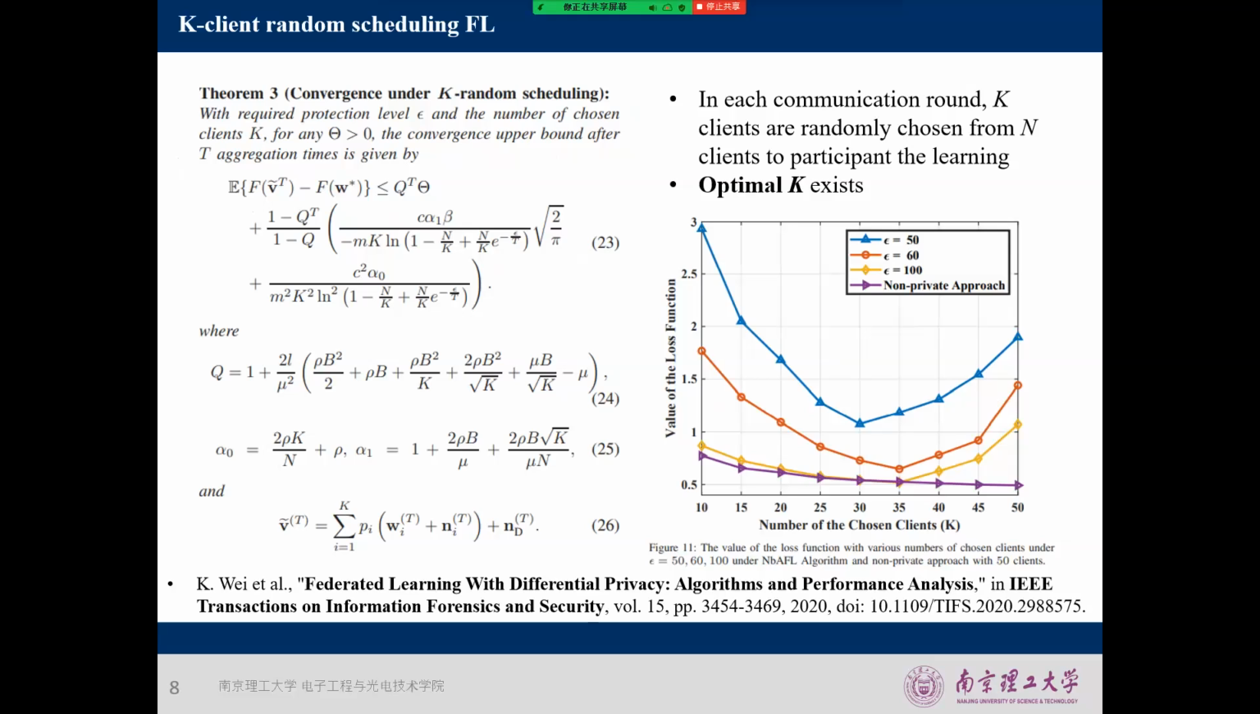Then, based on the first algorithm, we consider a more practical scenario where in each communication round, k of n clients attend the aggregation or the learning, and we also derive the convergence result. There are similar but maybe more interesting findings: an optimal k exists. So from this finding, we can't let all the clients attend the federated learning if we consider differential privacy. There is an optimal k, and we also show the experiment result about the loss functions. So this is the first work.